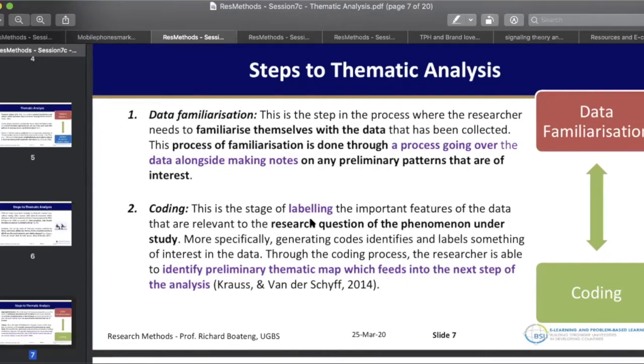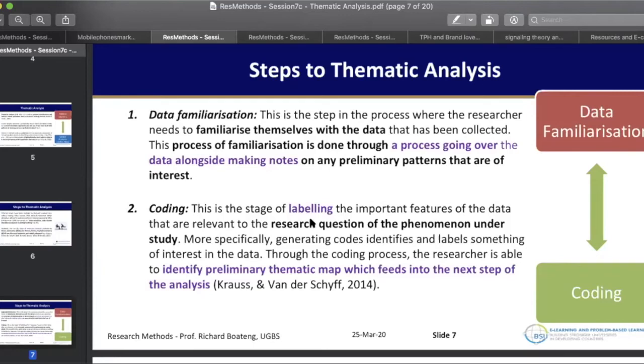Now, coding. Coding is a stage of labeling the important features of the data that are relevant to the research question or the phenomenon. Okay, so look at the first process. The first step, familiarize yourself. Make notes on any preliminary patterns you find. The second stage is to label with respect to the research question. The first one is not tied to the research question.